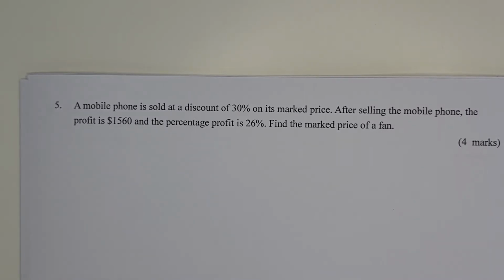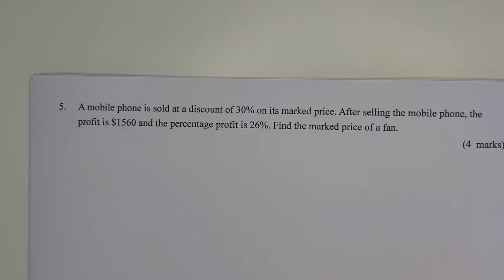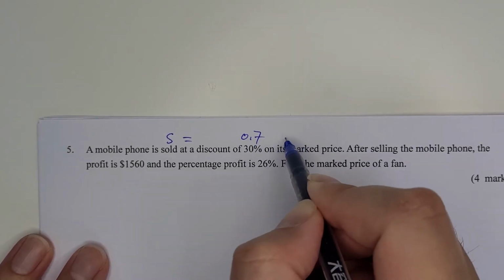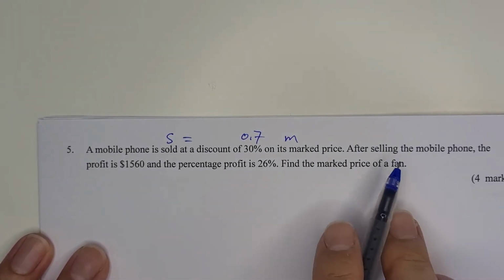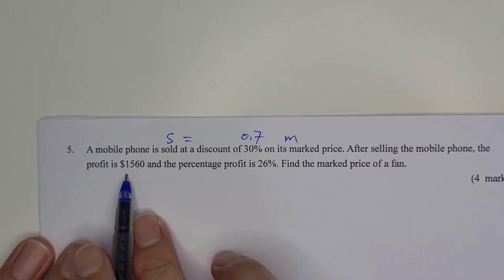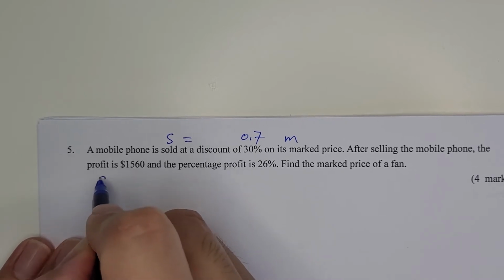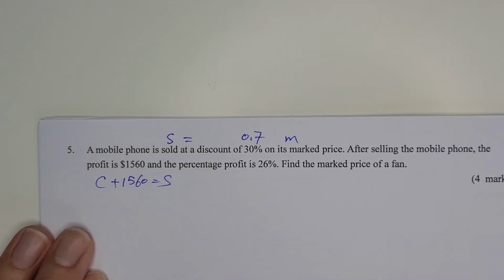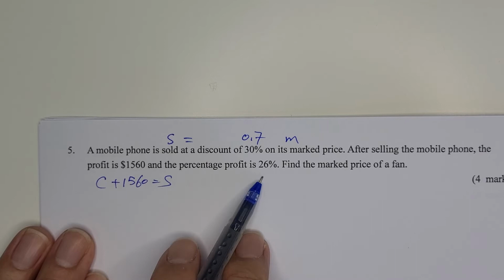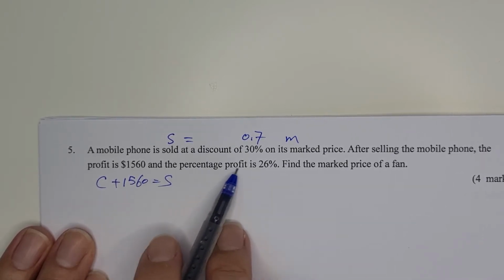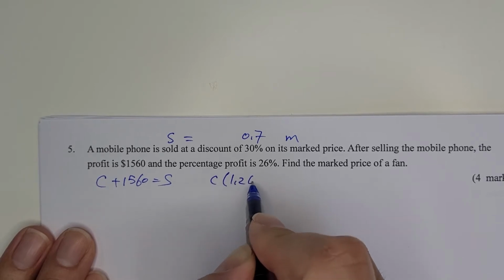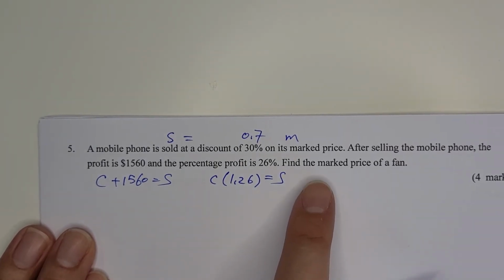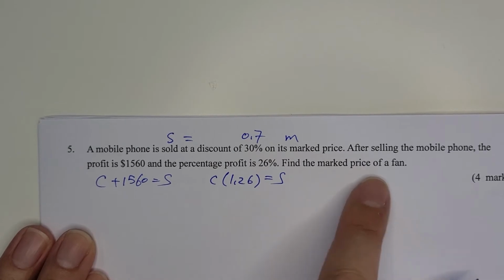For this one, a mobile phone is sold at a discount of 30% on its marked price. So you can see that the selling price is 0.7 times M. Okay? After selling the mobile phone, the profit is 1,560. That means the cost price plus 1,560 would be the selling price. And the percentage profit is 26%. So you can see this statement, C times 1.26 equals the selling price. Hence you can use these equations to find the mark price.